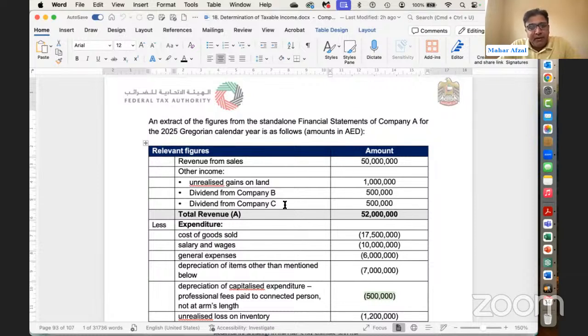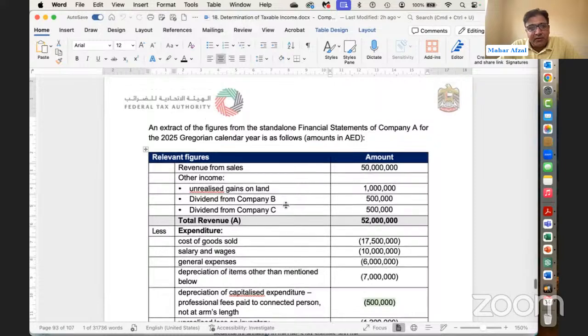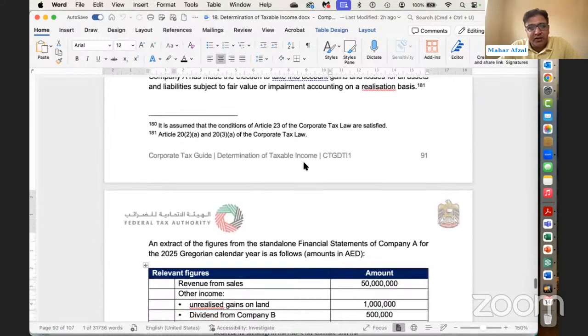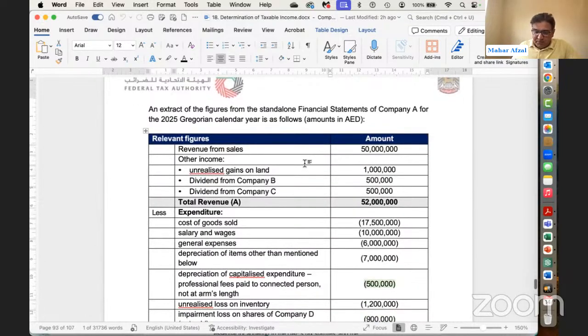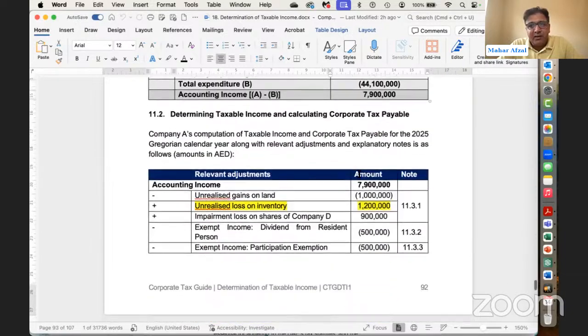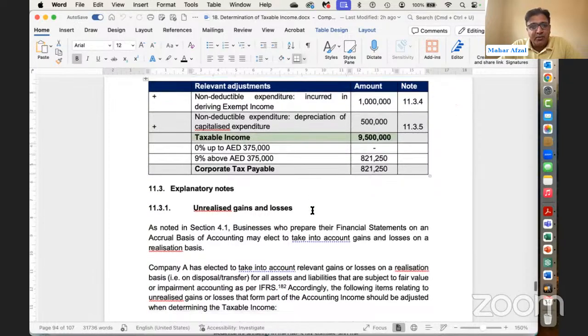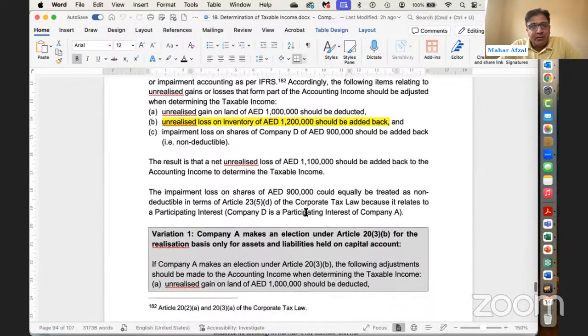Dividend from company B and C, both fall under the participation exemption. B, this is a local dividend. C is under the participation exemption. Both dividends should not be subject to tax. So this is coming to 9.5 million. So this is correct, 9.5 million. This is your taxable income, you need to apply tax. In this example, you can go through this.